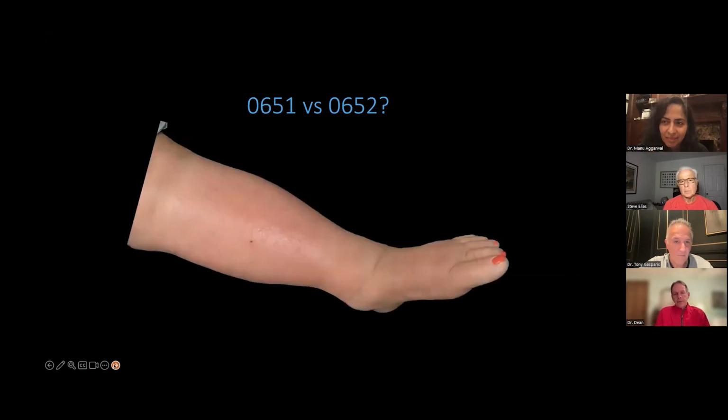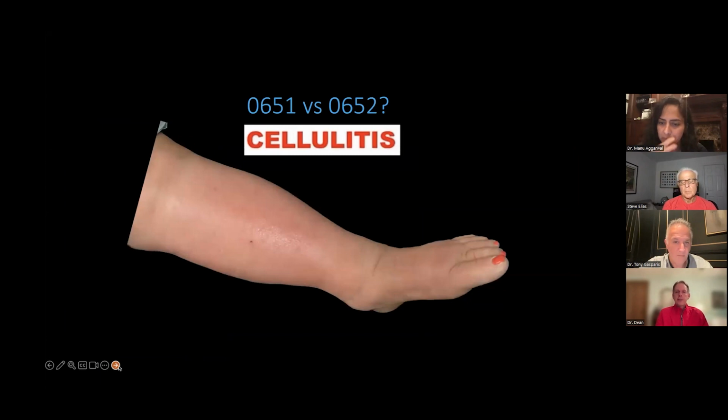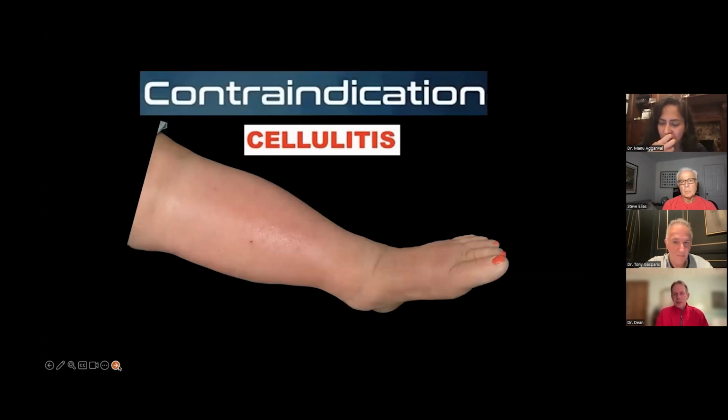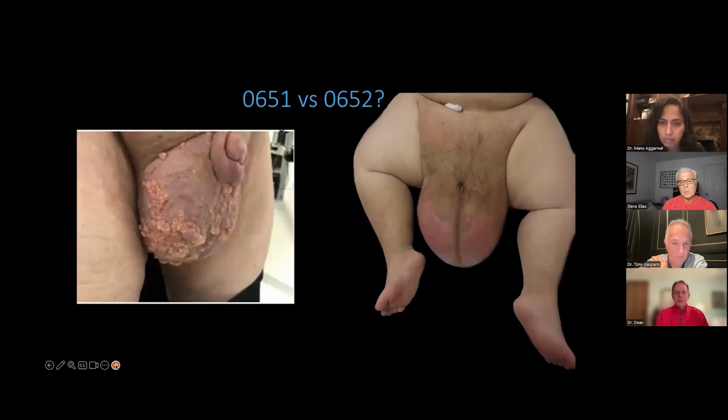So here we have an inflamed, tender red leg in the setting of lymphedema, 651 or a 652. Well, hopefully you recognize this as cellulitis, and cellulitis is also a contraindication for utilizing a pneumatic pump. Ideally, you're going to put them on antibiotics within 48 to 72 hours. When the pain and tenderness and redness start to dissipate, you'll be able to utilize a pump. Of course, initially, I'm going to say a 651.